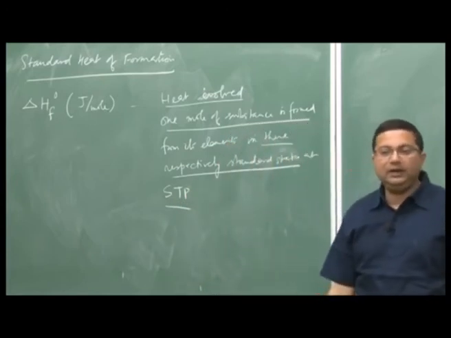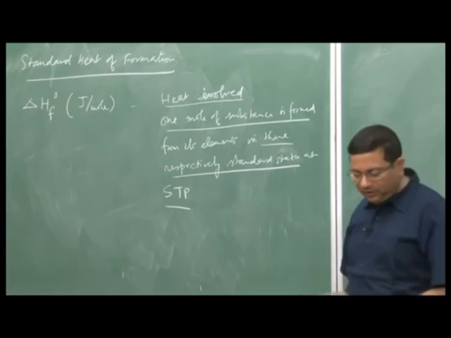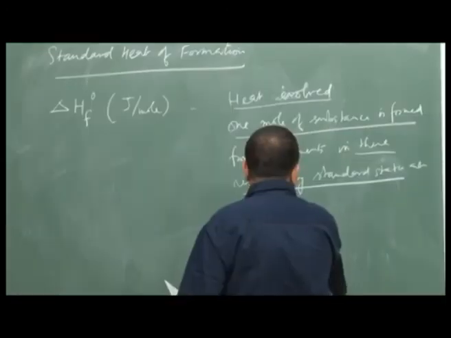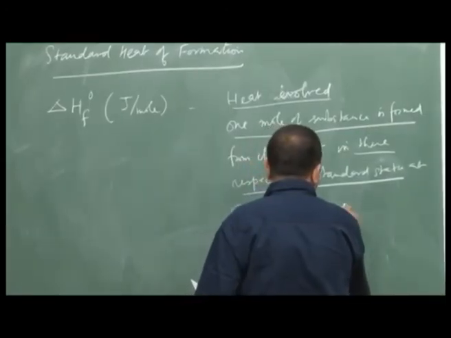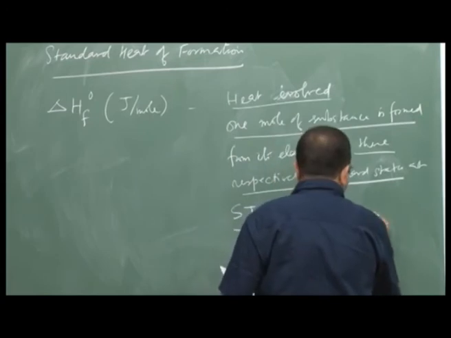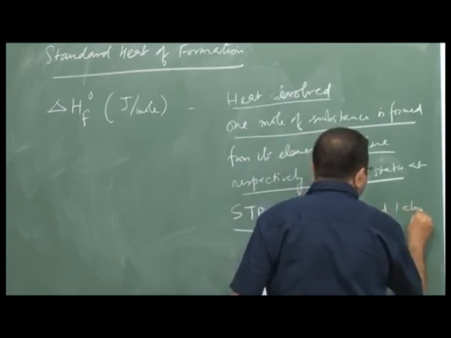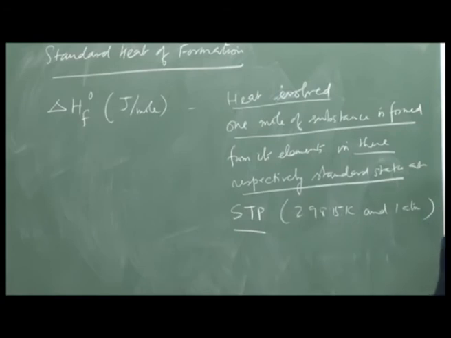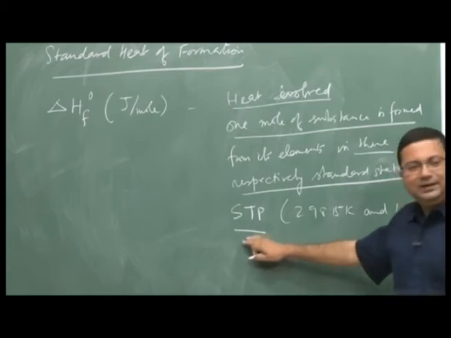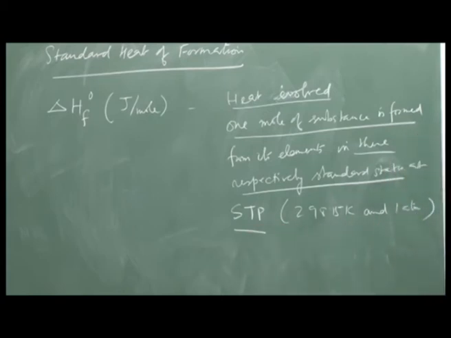First of all, what is standard temperature and pressure we considered in chemistry? It is 298.15 Kelvin and 1 atmosphere pressure, okay, or 1 bar pressure roughly. That is the standard pressure. So first we have defined the standard temperature and pressure. This is the state or condition at which we need to form the molecule. Secondly, respective standard states. What does that mean?